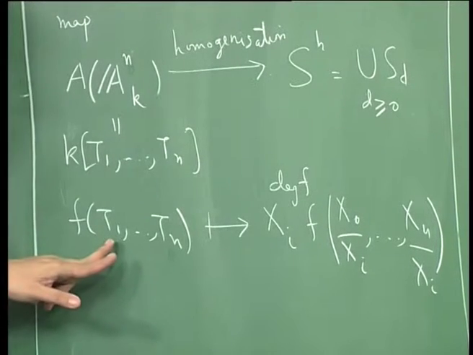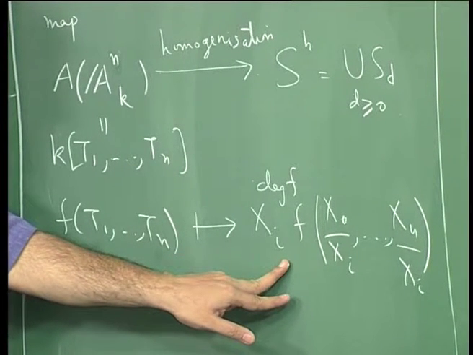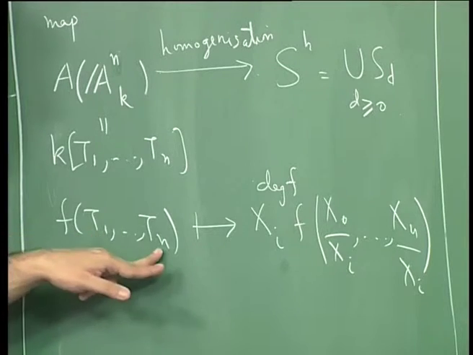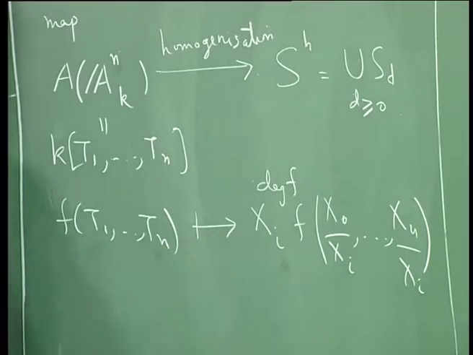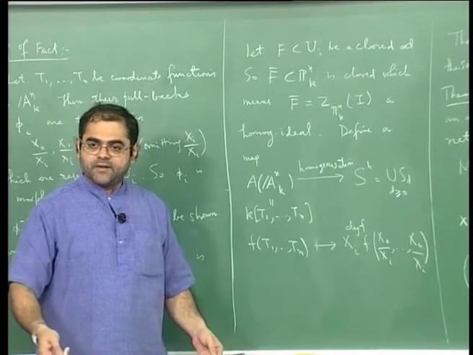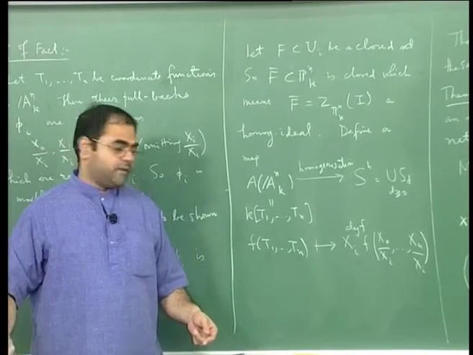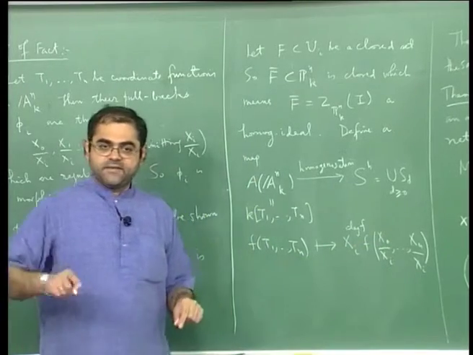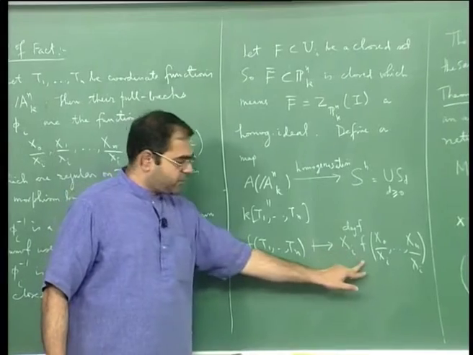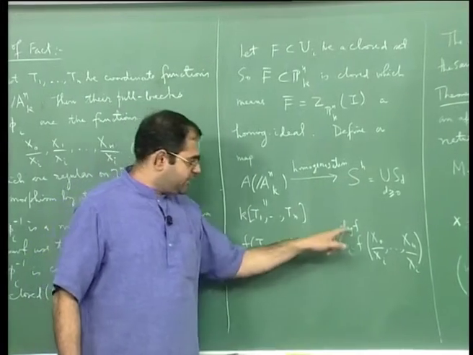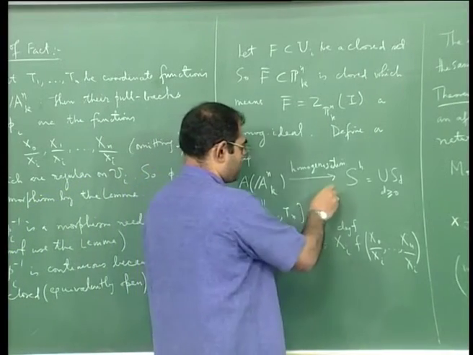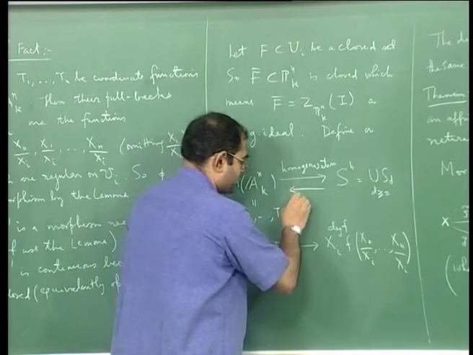So you must realize that when I plug in for T1 through Tn the x0 by xi, x1 by xi and so on up to xn by xi, of course omitting xi by xi, then I will get a polynomial which will have the xi's in the denominator, okay. I will get a polynomial in the xj by xi where j varies and i is fixed, but then by multiplying it by xi to the degree f I clear all the denominators, okay. So this polynomial is a homogeneous polynomial of degree equal to the degree of f. This method is called homogenization, alright, and there is a map in the other direction which is called dehomogenization.